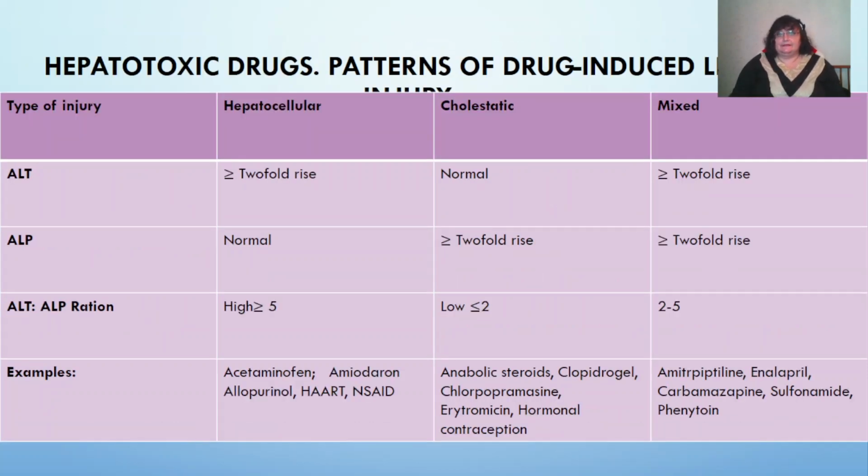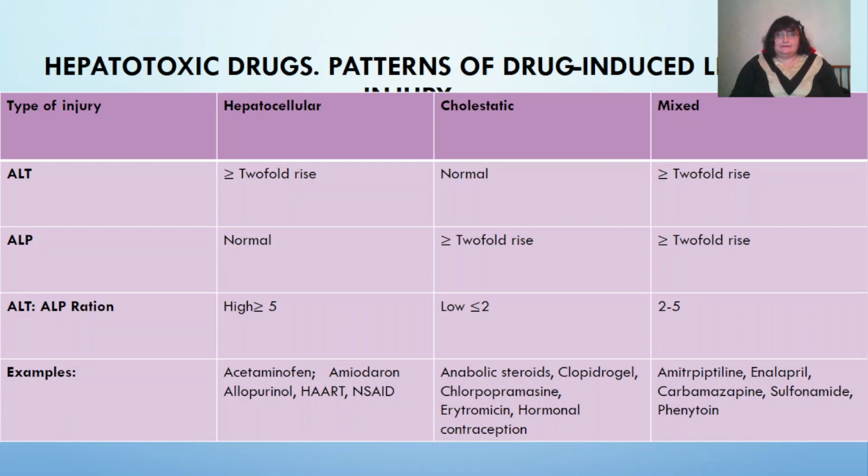Hepatotoxic drugs, patterns of drug-induced liver injury. When we're talking about ALT and AST, and the type of injury: ALT in hepatocellular is more than a twofold rise, cholestatic is normal, and mixed is more than a twofold rise. The ALT to ALP ratio: higher than 5 is hepatocellular, cholestatic is lower than 2, and mixed is from 2 to 5.